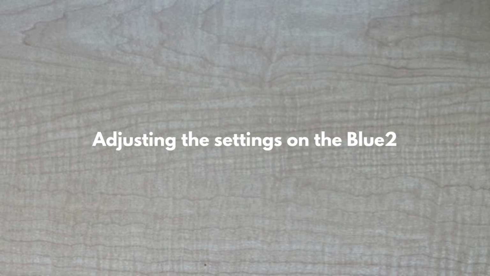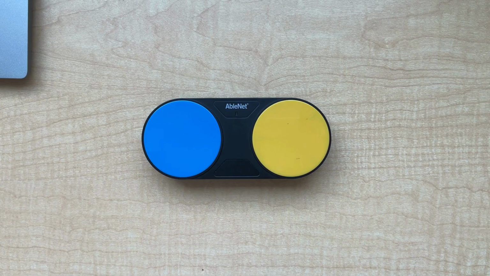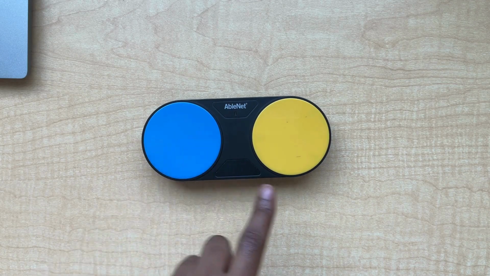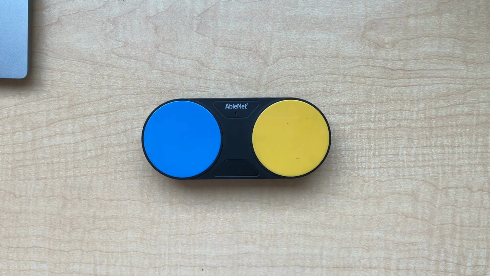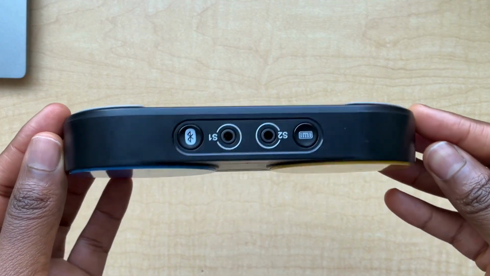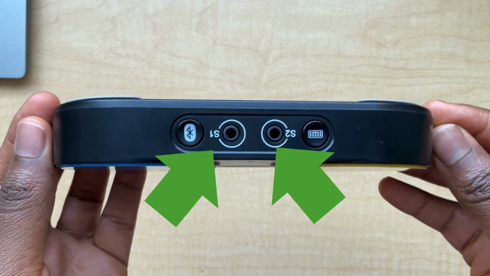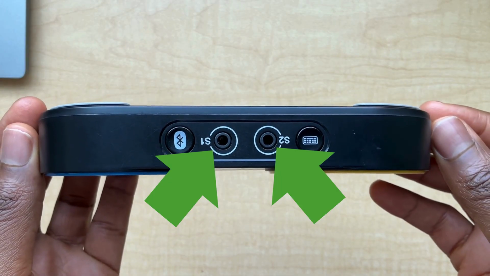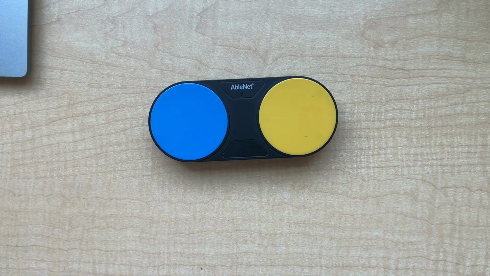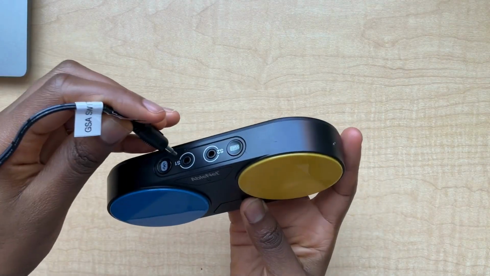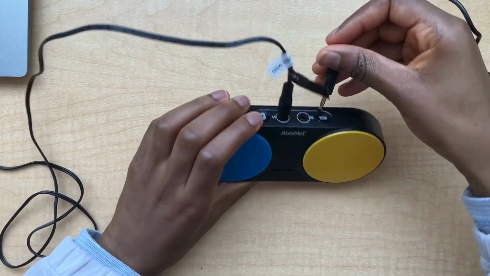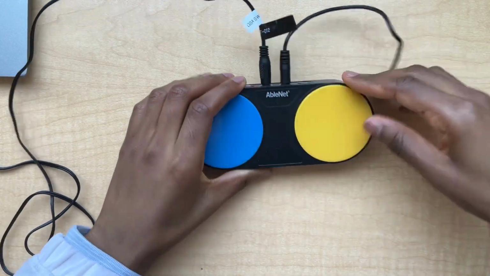Step 2. Adjusting the settings on the Bluetooth. The Bluetooth has 2 built-in touch-sensitive buttons which can be used to control the device. The user can also connect up to 2 of their own adaptive switches using the S1 and S2 ports on the top of the switch interface. Connecting switches to the S1 port controls the blue button, and the S2 port controls the yellow button.